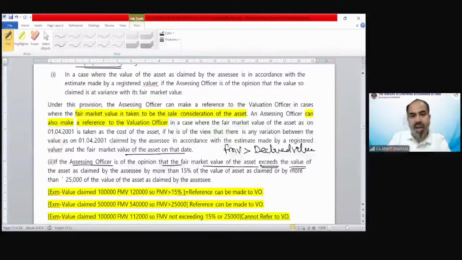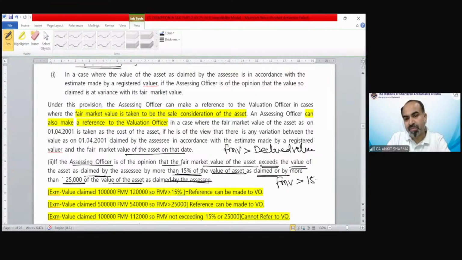The fair market value exceeds the value of the asset as claimed by the assessee by more than 15% of the value claimed, or by more than 25,000. So if the FMV exceeds the value declared by the assessee by either 15% or 25,000, then the valuation officer can accept that case sent by the assessing officer.